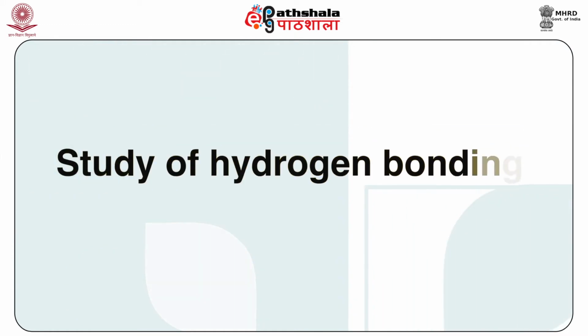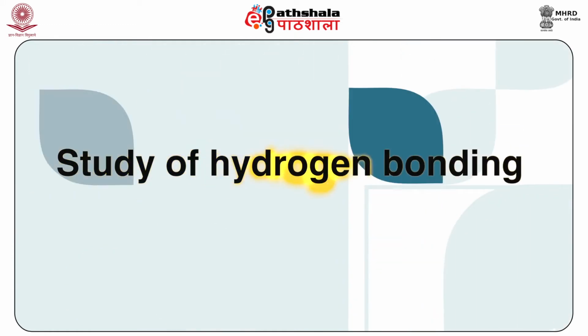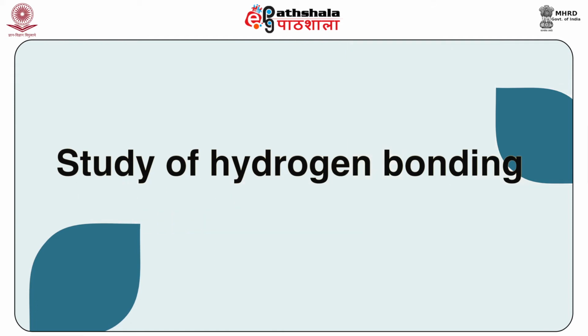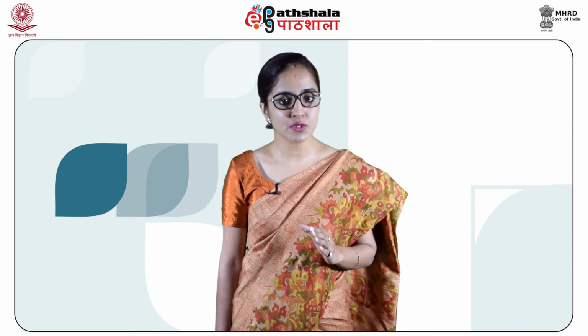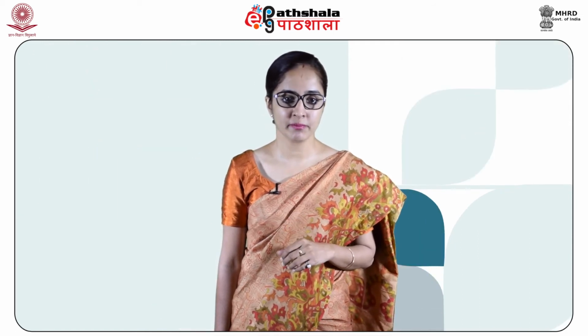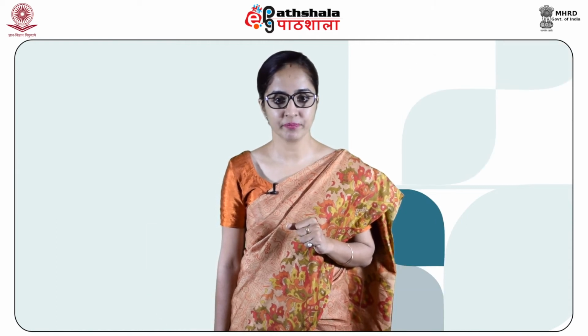Now we move on to the next application, that is the study of hydrogen bonding using IR spectroscopy. IR spectroscopy is useful in detecting hydrogen bonding and in distinguishing inter and intramolecular hydrogen bonding. Intermolecular hydrogen bonding involves association of two or more molecules of the same or different compounds, and it may result in dimer formation as in carboxylic acids, etc.